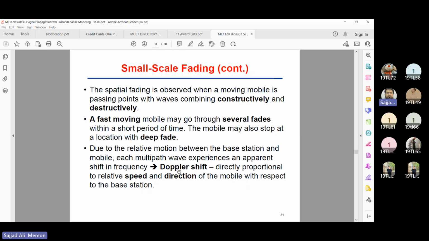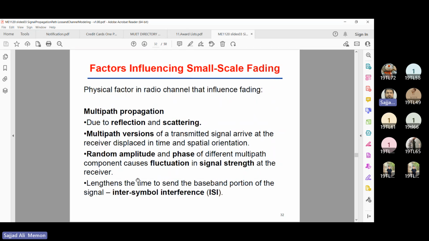So that is small scale fading with respect to frequency, which we call the Doppler shift, due to the speed and direction. Physical factors in the radio channel that influence fading: multipath propagation due to reflection and scattering. Multipath versions of a transmitted signal arrive at the receiver displaced in time and spatial orientation. Random amplitude and phase of different multipath components cause fluctuation in signal strength at the receiver. It lengthens the time to send the baseband portion of the signal, that is ISI. So these are the factors that influence small scale fading.